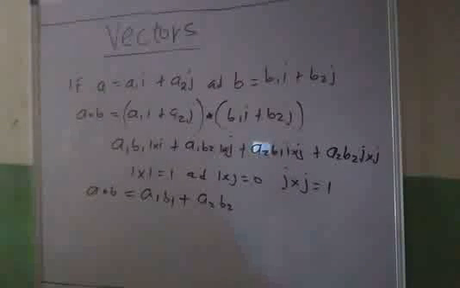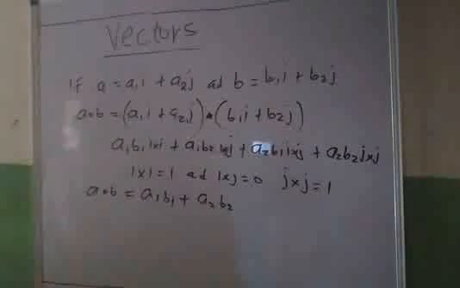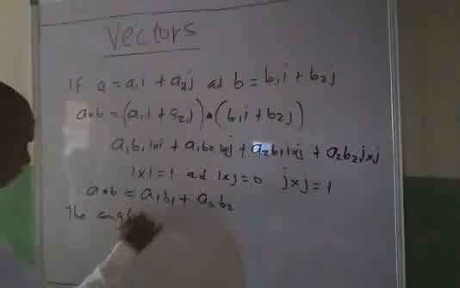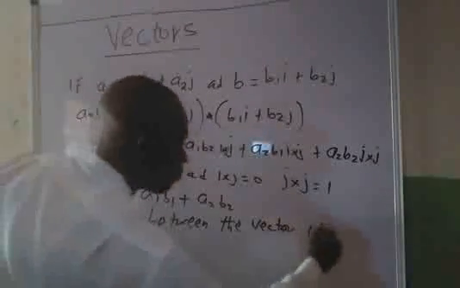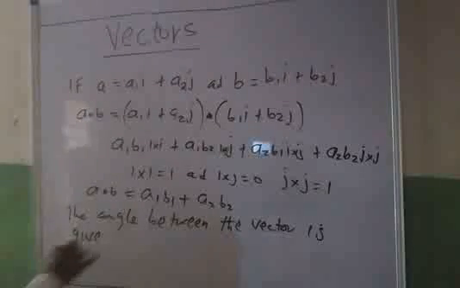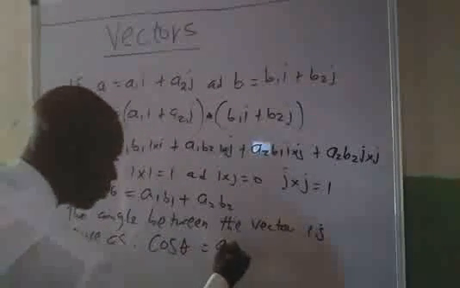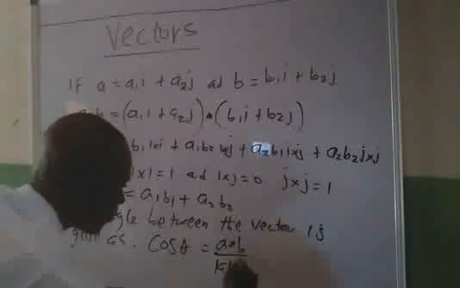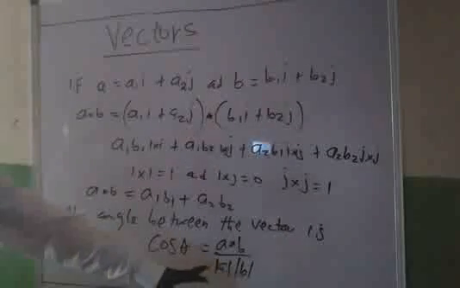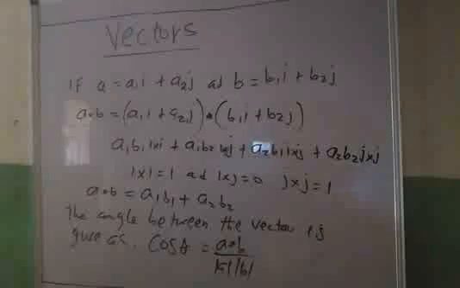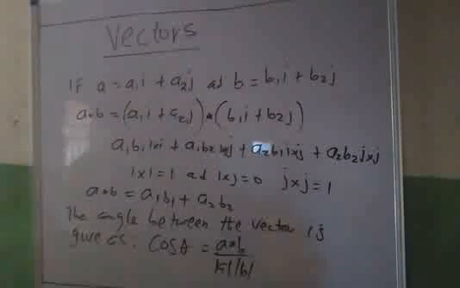And now to obtain the angle between the two vectors A and B, the angle between the two vectors is given as cos theta is equal to A dot B over the modulus of A times the modulus of B. So this is given as what? The angle between what? The two vectors. So if we solve this and get the cosine of this, we can actually obtain the angle between the two vectors.